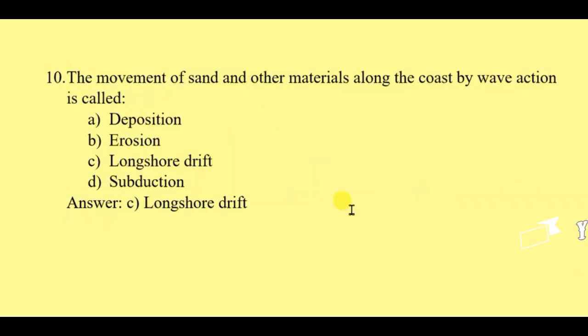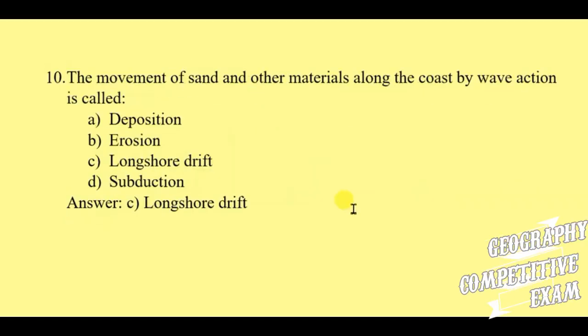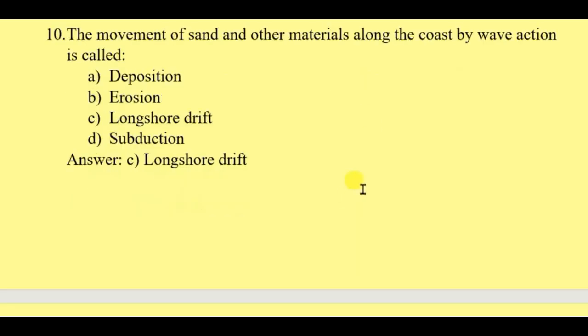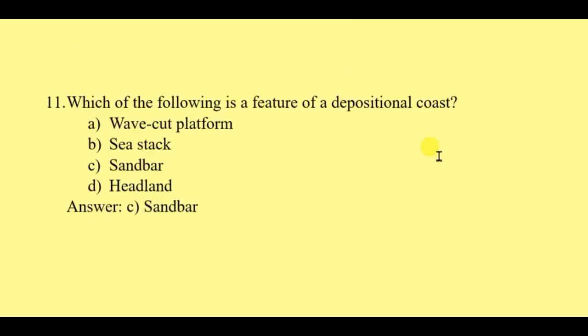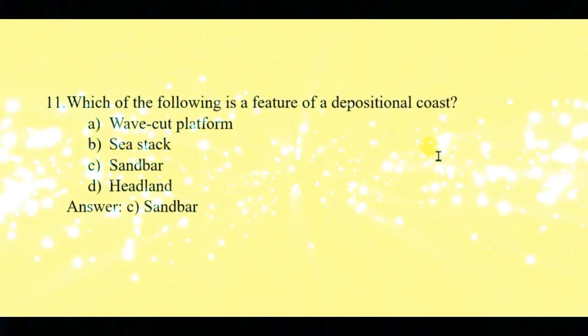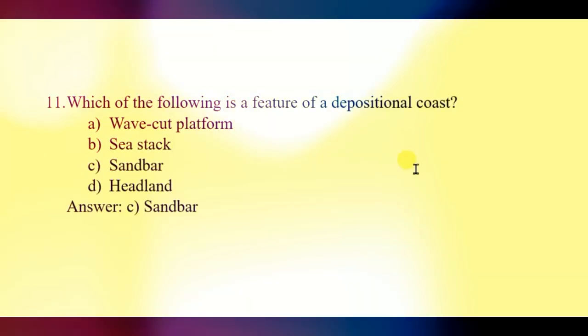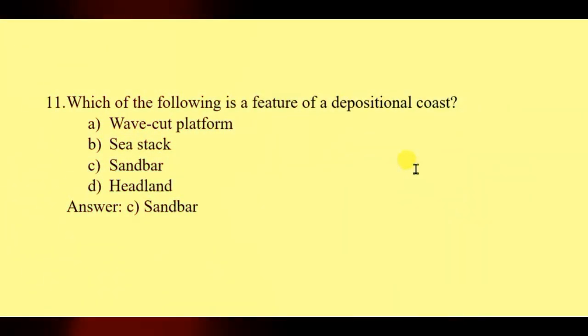Question number 10. The movement of sand and other materials along the coast by wave action is called deposition, erosion, longshore drift, subduction. Here the right answer will be longshore drift because it is along the coast. Question number 11. Which of the following is a feature of a depositional coast? Wave-cut platform, sea stack, sandbar, headland. Here the right answer will be sandbar.